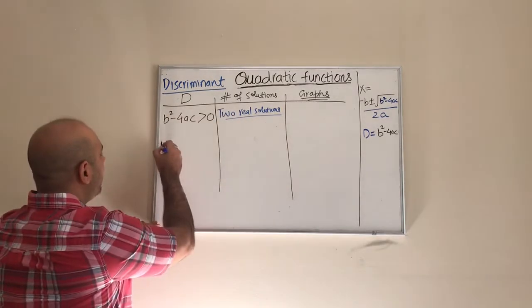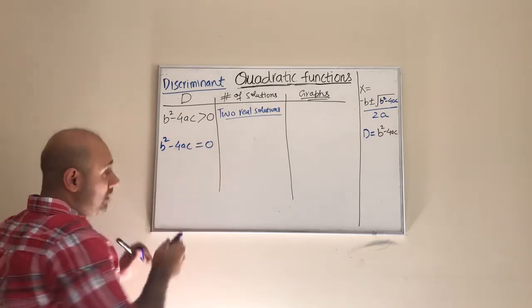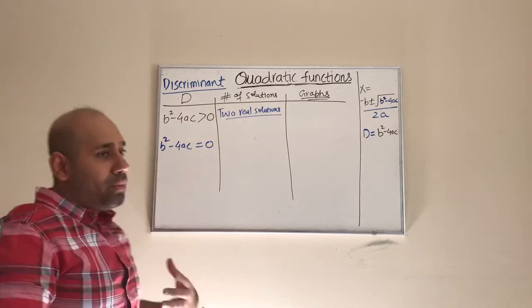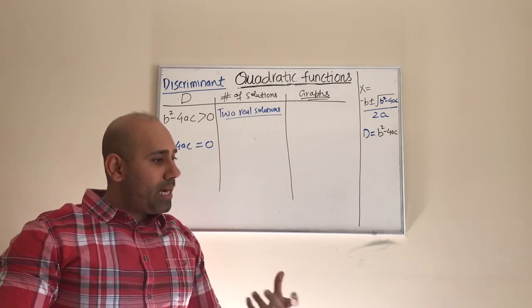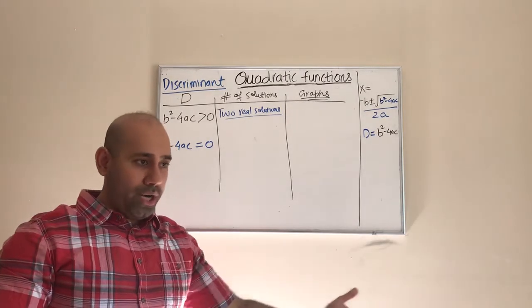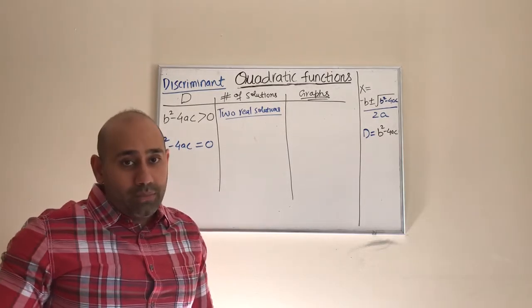The second case is if I have b squared minus 4ac equals 0, right? At the end of the day, b squared minus 4ac is going to end up as a number. So what are the three possible scenarios for this number? One, it could be greater than 0, a positive number. Or it could be 0. Or the third one, it could be a negative number, right?